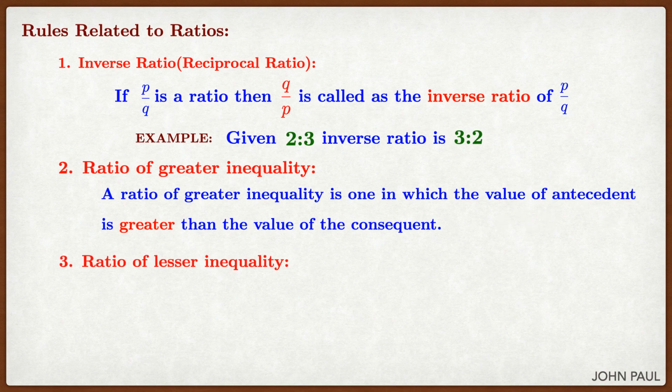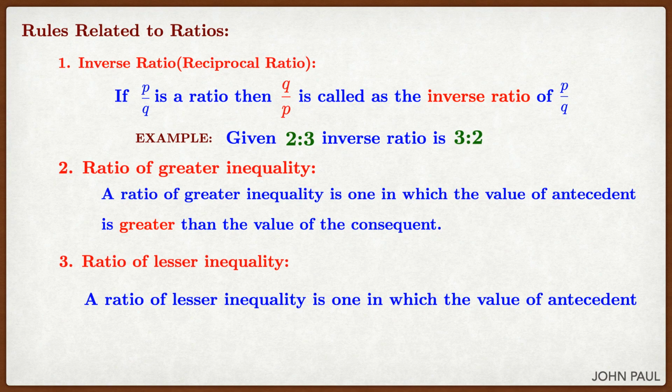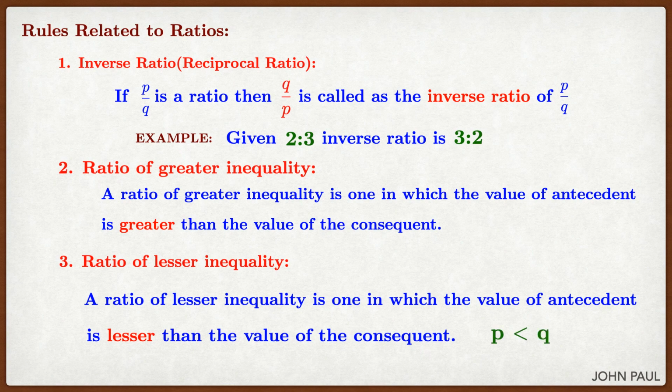Ratio of lesser inequality. A ratio of lesser inequality is one in which the value of the antecedent is less than the value of the consequent. P is less than Q. That is, 4:5. Here P is less than Q.